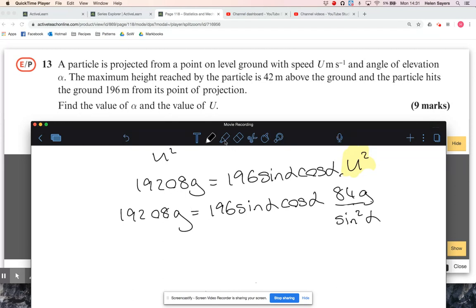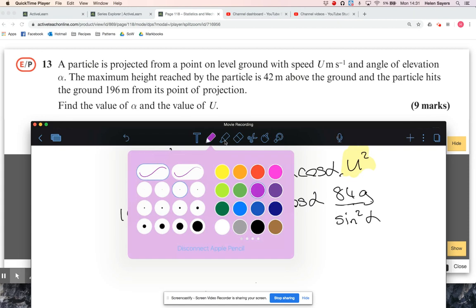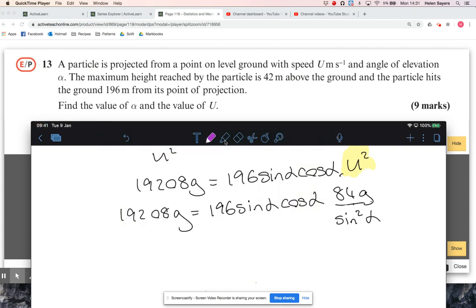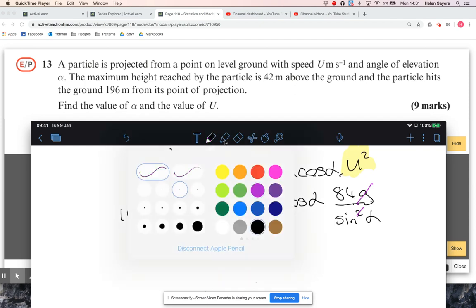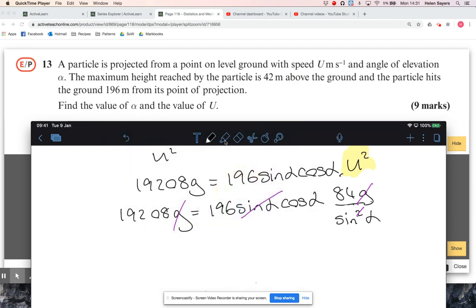Okay, and we are very nearly there. The end is in sight. So what can happen now is that sine alpha can cancel with one of those. I can cancel both sides through by g, and then let's have a think about what we've got there. So I've got 19208 left on the left-hand side. On the right-hand side, I've got the 196 and then times by the 84.